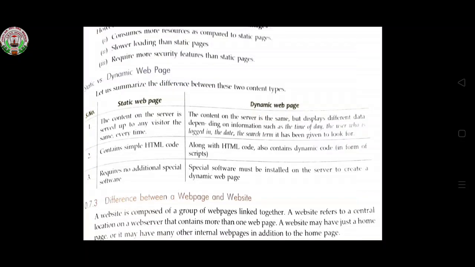Third, a static page requires no additional special software. Only simple HTML code is there that you write in Notepad and run in a browser. For dynamic, special software must be installed on the server to create a dynamic web page. Because there is a scripting language, we need some software also to display the dynamic web page. So this is the difference.